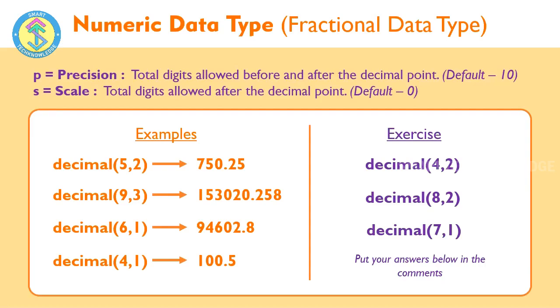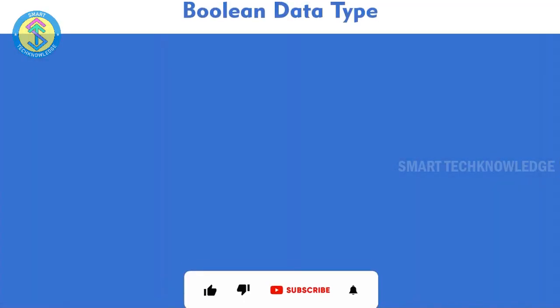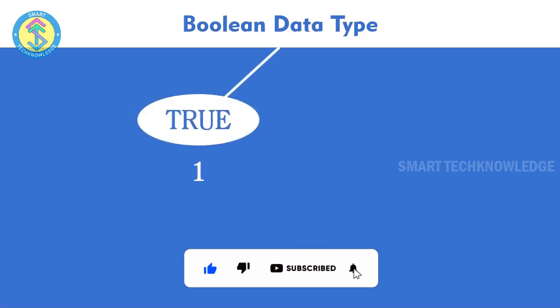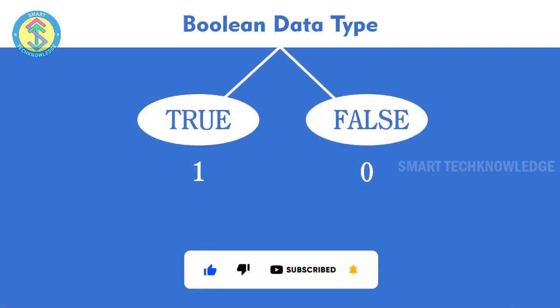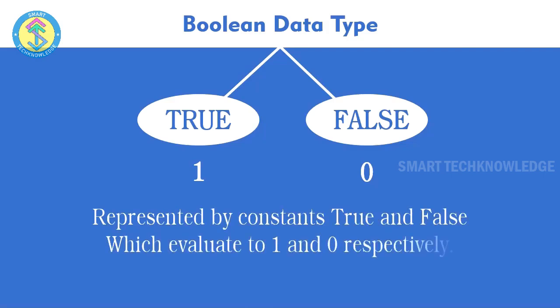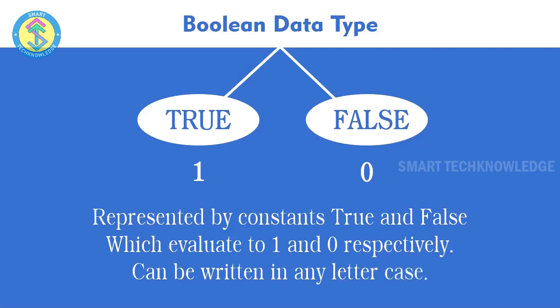Next data type is Boolean data type. Boolean data are represented by the constants true and false paired to 1 and 0 respectively. These constant names can be written in any letter case. And the last data type is temporal data type.